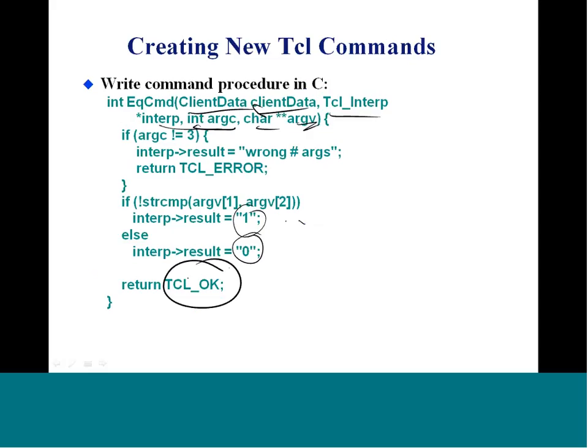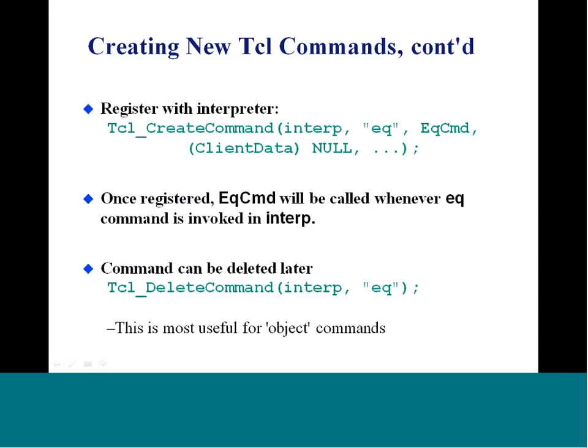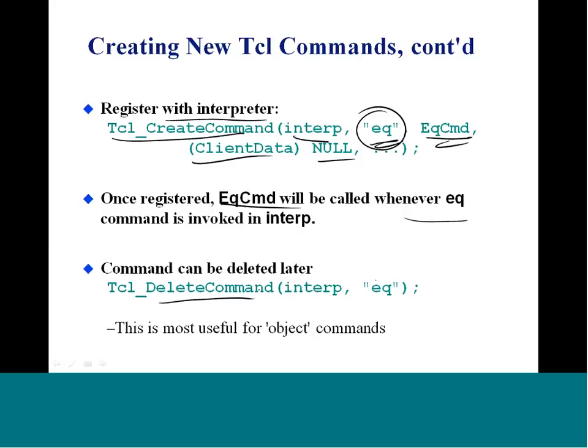And then once we create this command procedure, we register it with the interpreter, that is Tcl_CreateCommand interp eq, eq command client data. So the eq command is now called eq, which is essentially a string compare. Once we register this, the eq command will be called whenever eq is invoked in the interpreter. You can also delete the command by just giving the Tcl_DeleteCommand interp eq.